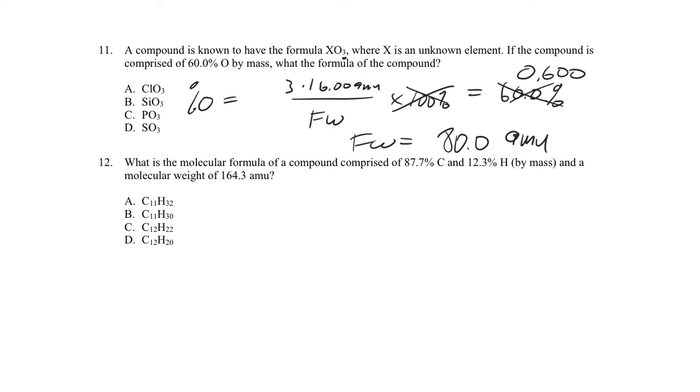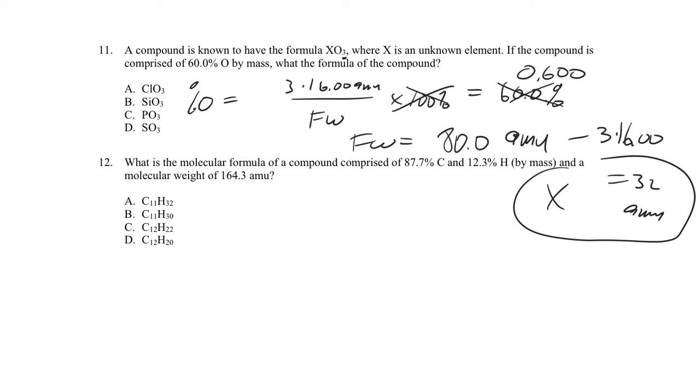So 80 AMU is the entire formula weight of the compound. Let's subtract the 3 times 16.00 for the three oxygens, and that's 32. So the AMUs of X is 32. That corresponds, we can check a periodic table, to about the mass of sulfur. So this would correspond to being SO3.